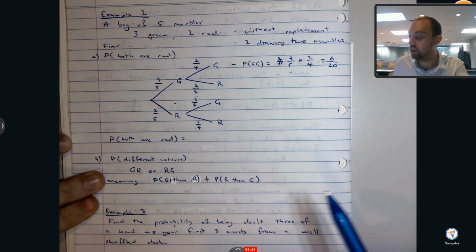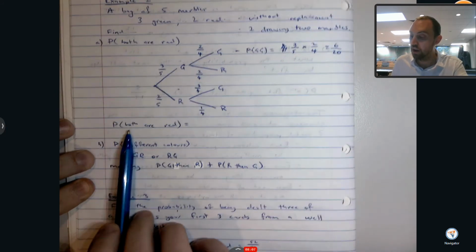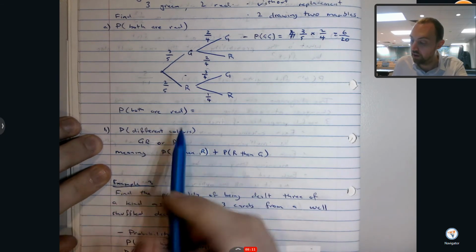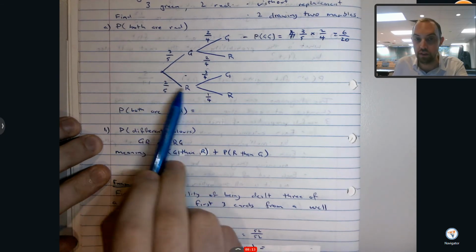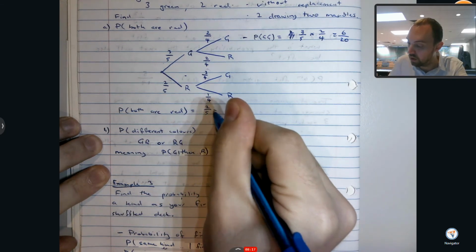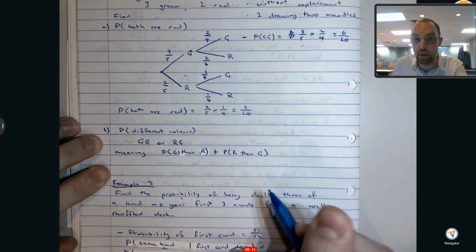We'll get to the mutually exclusive on the different colors. So, probability that both are red. Well, we're following this set of pathways here. So I've got 2/5 times by a quarter, making it 3/20.